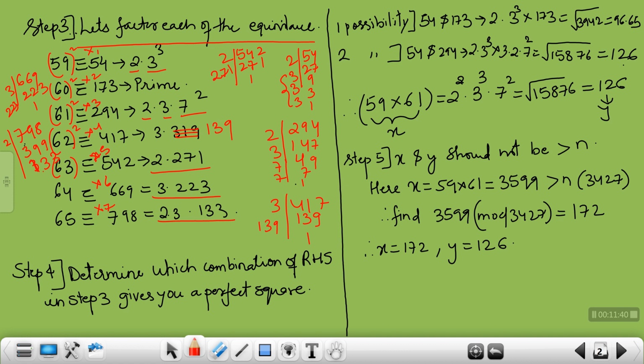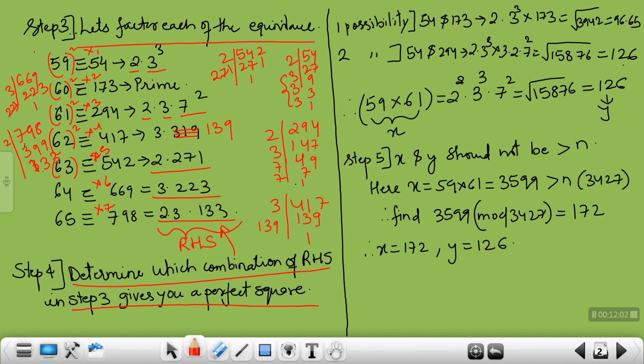Now what is step number 4? Now this is very important. Step number 4 is to determine which combination of RHS in step number 3. Whatever factors you have got now, those are nothing but your RHS. So determine which combinations of RHS in step 3 give you a perfect square. Now I'm not getting a perfect square using a single number, right?